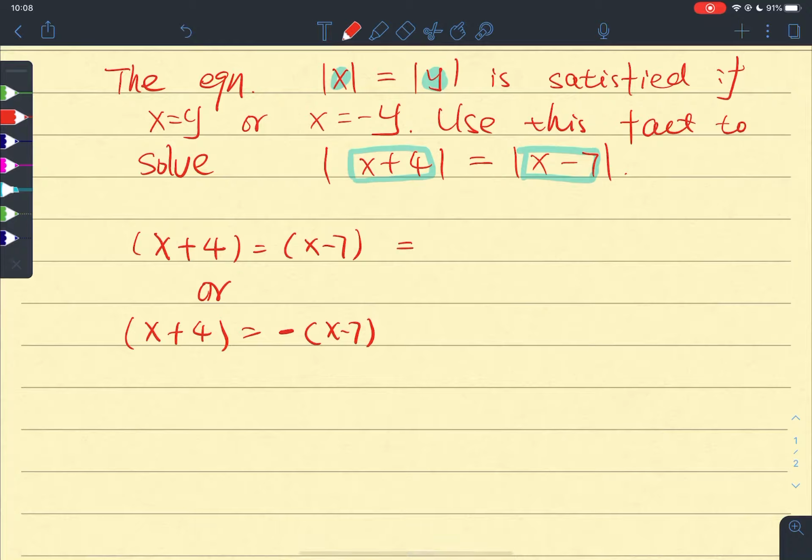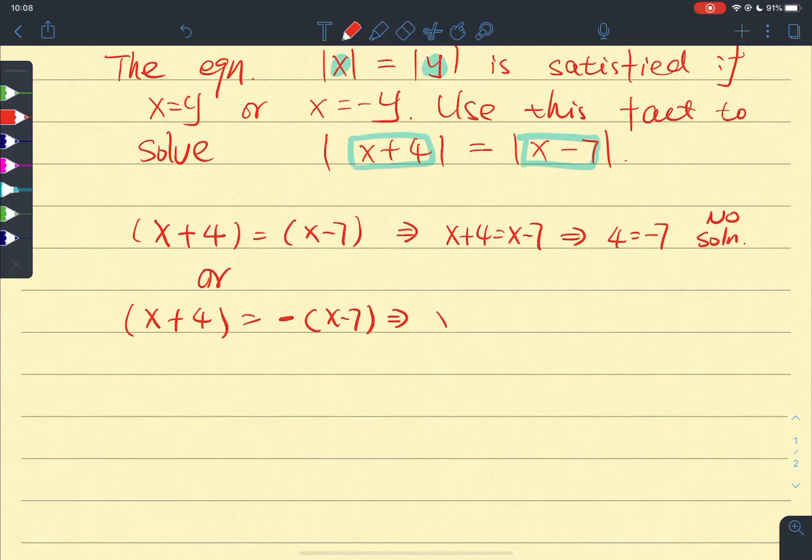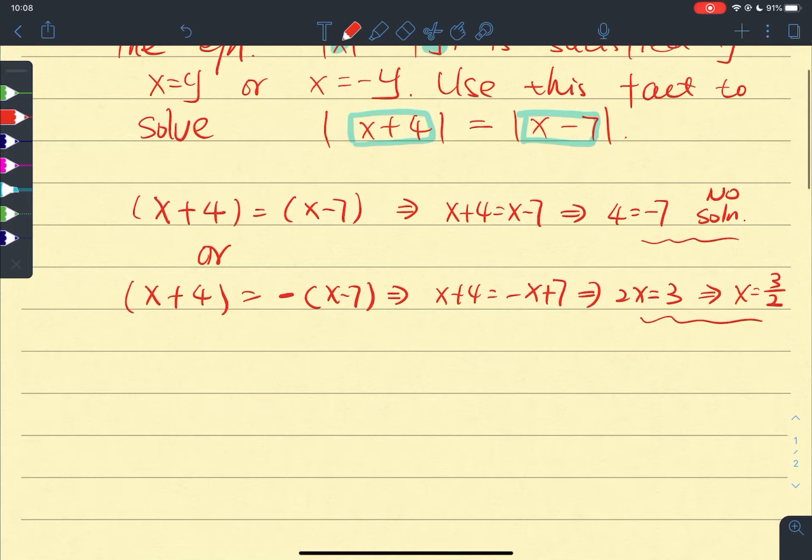So all I need to do is to solve both of them, which is x plus 4 equals x minus 7, which leads to 4 is negative 7, which is not possible, so I say this has no solution. The other one leads to x plus 4 to be negative x plus 7. In other words, 2x is 3, which means x is supposed to be 3/2. We'll combine two parts together. It's either no solution or it's equivalent to 3/2. Therefore, my final conclusion is the solution of this problem is x being the same as 3/2.